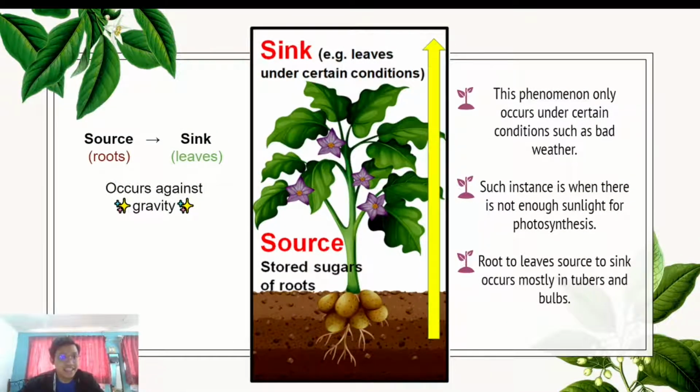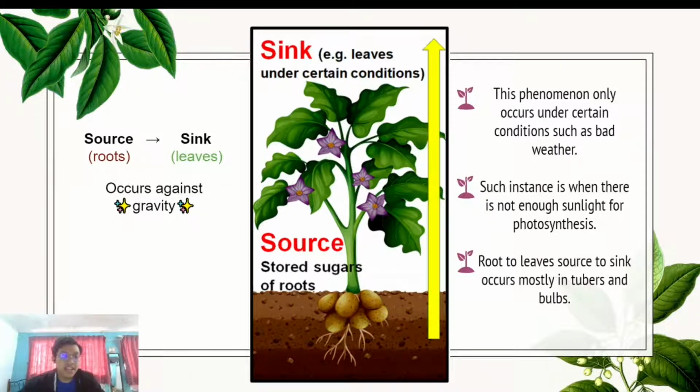In this case, the source and sink have been inverted. The source becomes the root and the sink becomes the leaves. Hey, I thought you said that the source has to be the leaves. No, this is not the only case.